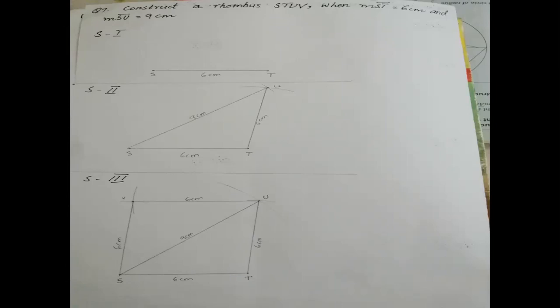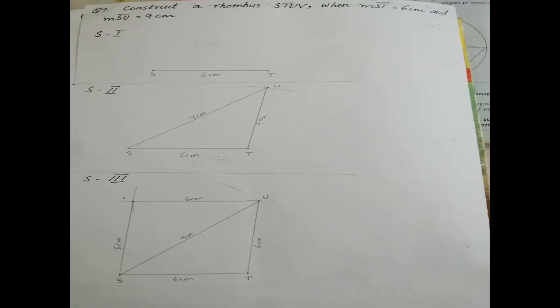Again, I am repeating the steps. Listen carefully. First, you will draw the line ST 6 centimeters. Open your compass 9 centimeters. Put your compass on point S and draw an arc towards T.